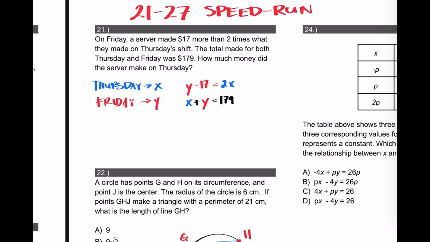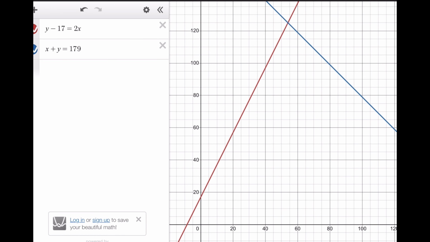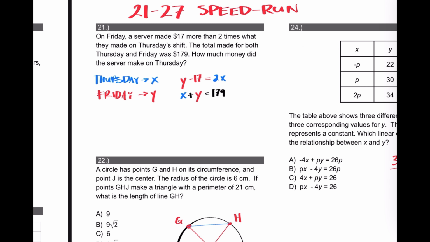The second equation's pretty simple. It's just Thursday's wages plus Friday's equals 179. What I suggest once you have those is to go ahead and put them in Desmos and look at that. You can check the answer, which in this case says 54 for X and 125 for Y. You can check those: if I times 54 by 2 and add $17 to it, does it equal 125? It does. So those two equations do work.